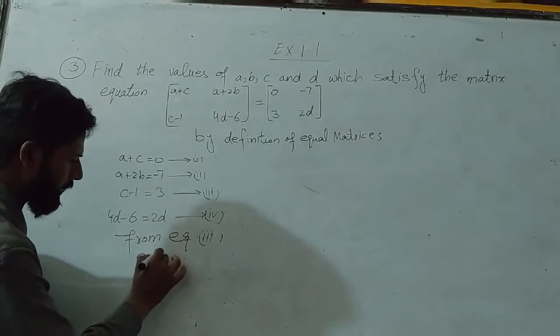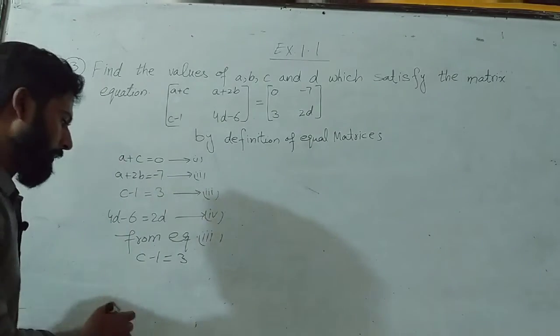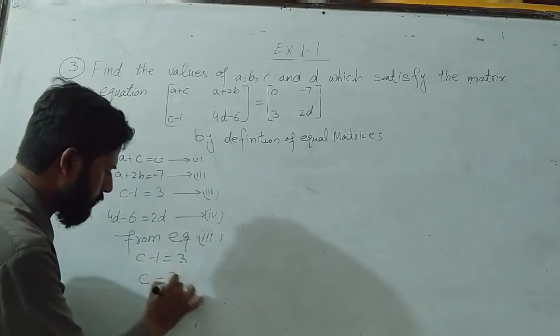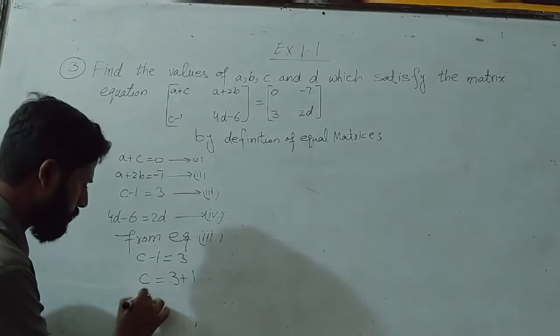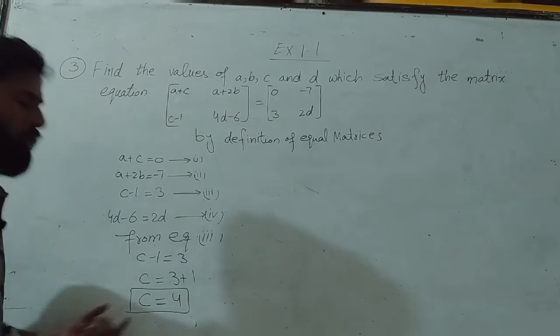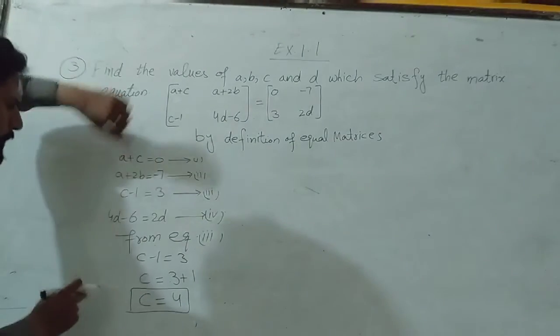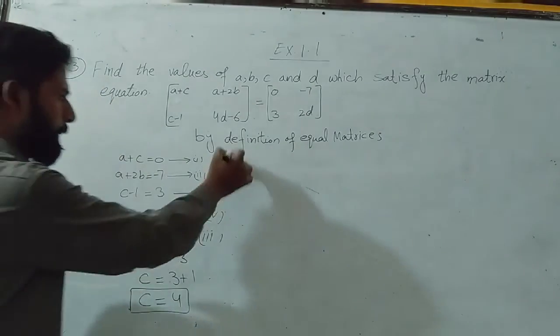C minus 1 is equal to 3. We have to separate C because we are going to find its value. So 3 minus 1, when we take it to the other side, it will become plus 1. So C is equal to 3 plus 1, 4. We have got the answer of C. Now we can put this value of C in equation 1 to get the value of A.